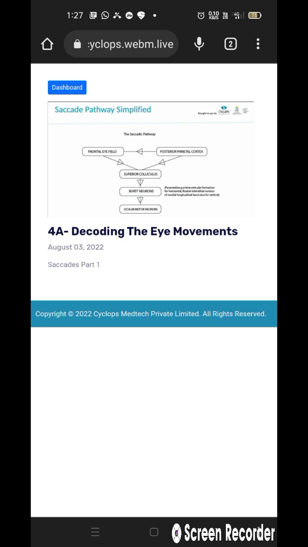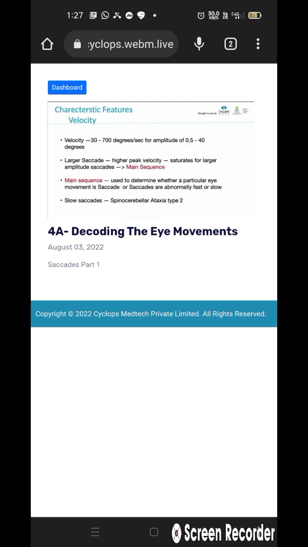The burst neurons for the horizontal saccades lie in the paramedian pontine reticular formation in the pons, and the burst neurons for the vertical and the torsional saccades lie in the rostral interstitial nucleus of the medial longitudinal fasciculus, which lies in the midbrain.